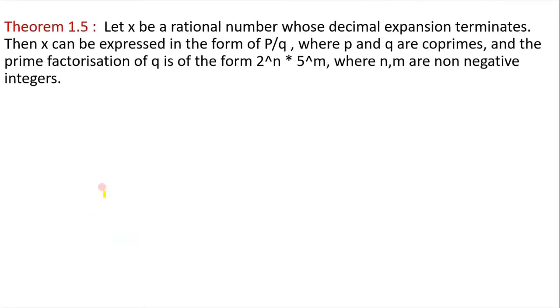Theorem 1.5. Let x be a rational number whose decimal expansion terminates, then x can be represented in the form of p by q, where p and q are coprimes and the prime factorization of q is of the form 2 power n into 5 power m, where n, m are non-negative integers.